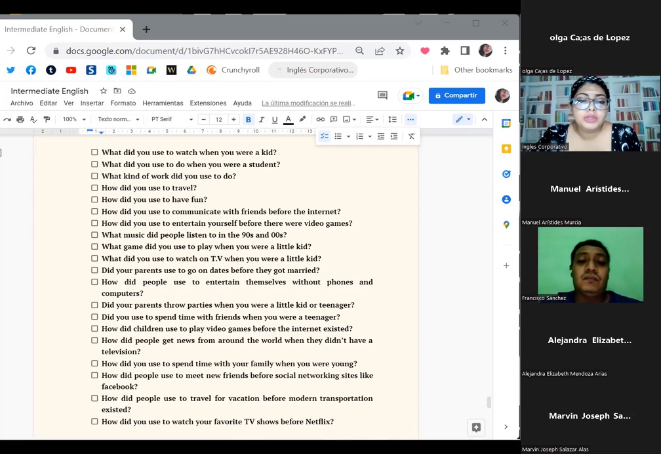This is the question: how did people get news from around the world when they didn't have a television? ¿Cómo solían las personas obtener las noticias del mundo antes de tener la televisión? We used to know some news in a newspaper, or sometimes on the radio. Perfect. They have the newspaper and the radio. Thank you.